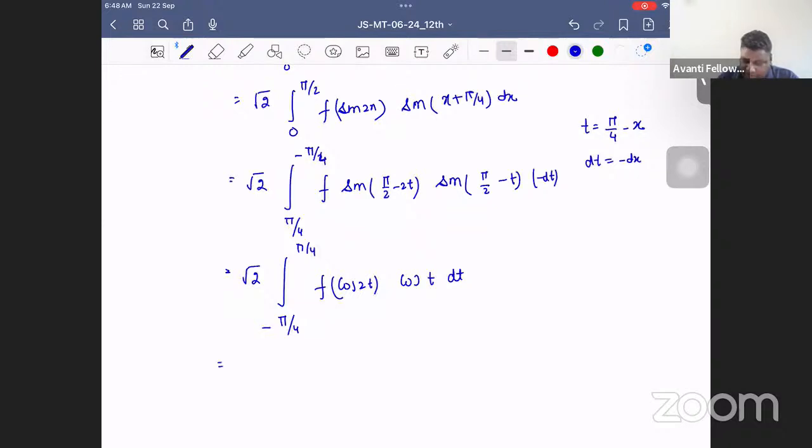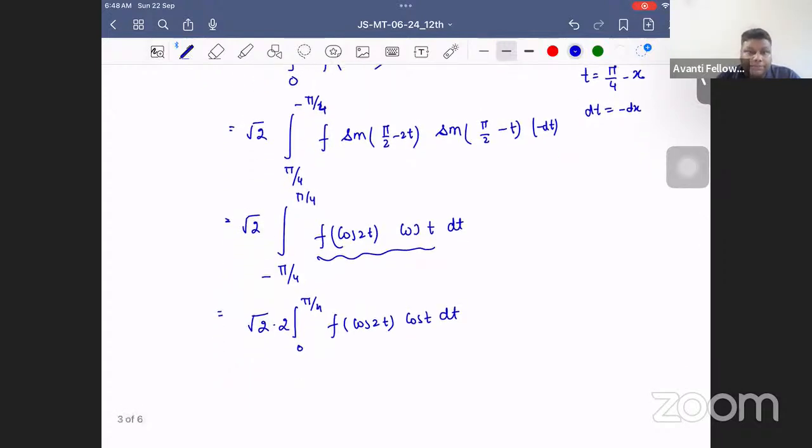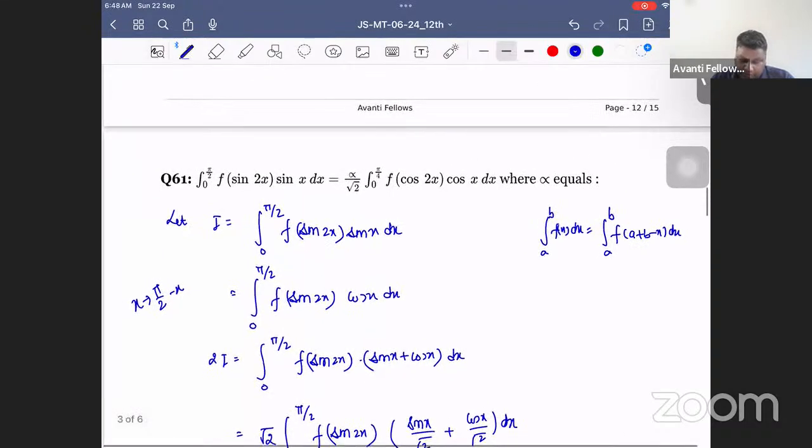Now, since you see this overall is an even function, so it will be root 2 times 0 to pi by 4 f of cos 2t into cos t dt, and this will convert to 2 times. So this is going to I. So I will be under root 2 times integration 0 to pi by 4 f of cos 2t into cos t dt. Yes or no?